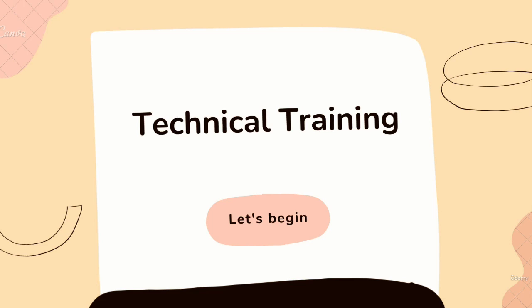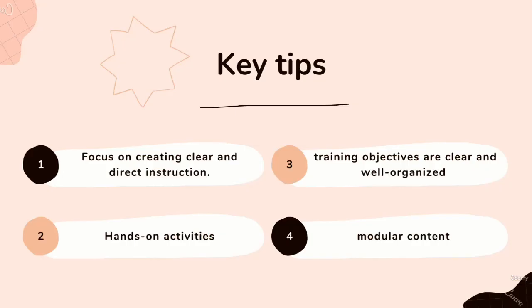When creating engaging and efficient learning experiences using this model, you have to focus on a few tips. Focus on creating clear and direct instruction. This can be achieved by ensuring that training objectives are clear, well organized, use simple language, and provide real world examples. Additionally, you can incorporate hands-on activities using technology and provide opportunities for self-paced learning that can help the training be more engaging and interactive.